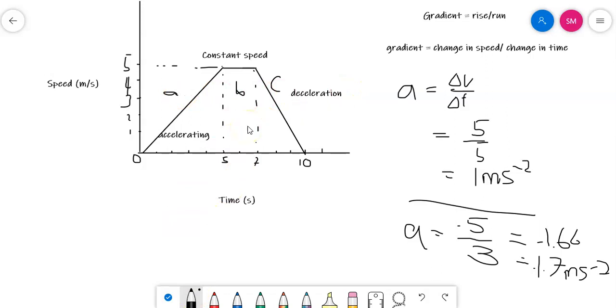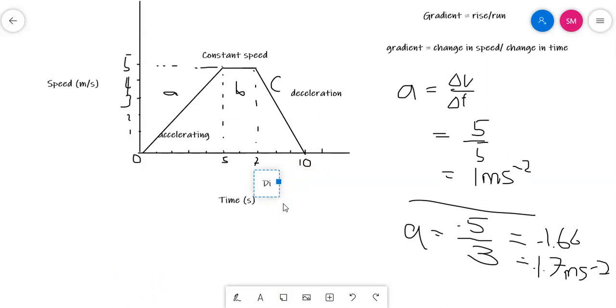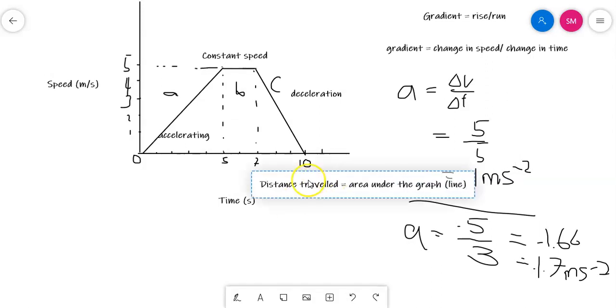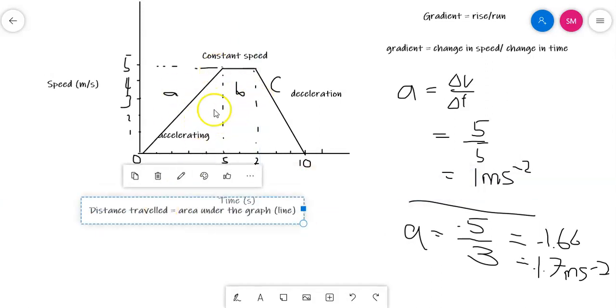The third thing that we can do with these graphs is a different skill. It is calculating the distance that's been traveled by the object during this time. So to do that, to calculate the distance traveled by the object, we need to calculate the area under the graph. So distance traveled equals the area under the graph, or the line in the graph. So to work that out, we need to break this into triangles and rectangles. So we've already done that by labeling this section A, section B, and section C.